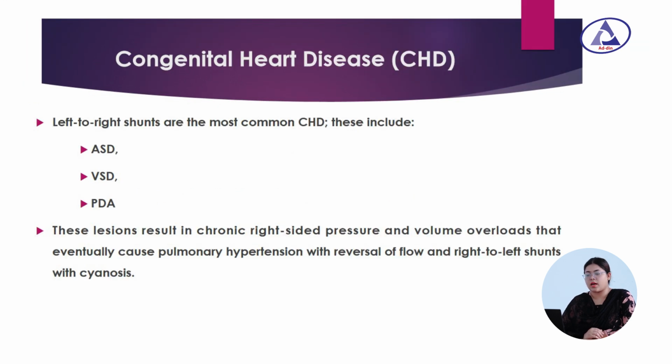Left to right shunts are the most common congenital heart disease. This includes ASD, VSD, and PDA, and these lesions result in chronic right-sided pressure and volume overloads that eventually cause pulmonary hypertension with reversal of flow and right to left shunt with cyanosis.